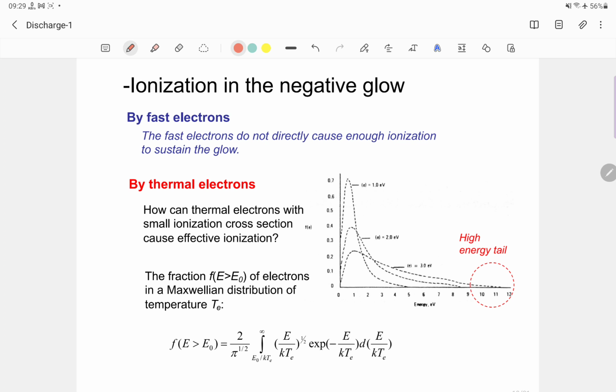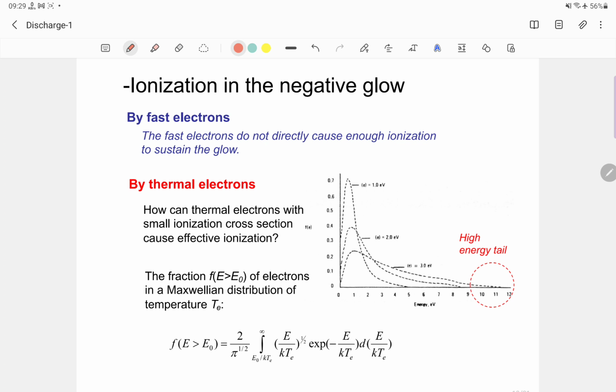Okay. For 1 eV, a thermal electron, the electron energy distribution curve is this one. And if the average electron energy is 2 electron volts, the energy distribution of electrons follows the second curve. So you can see the 2 eV is here.